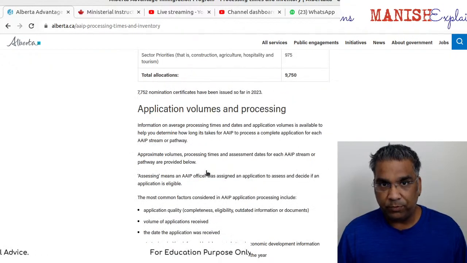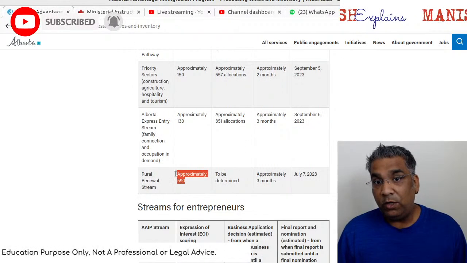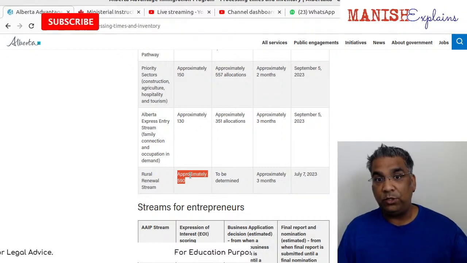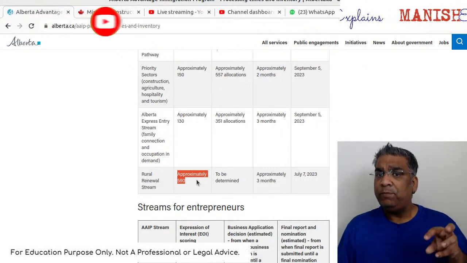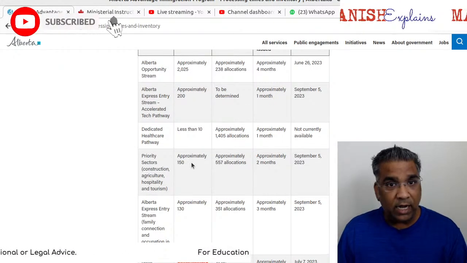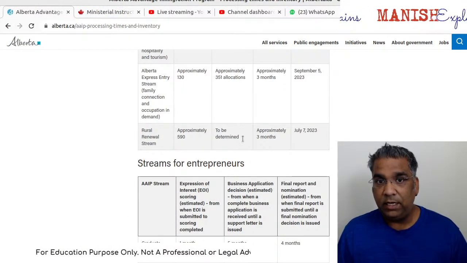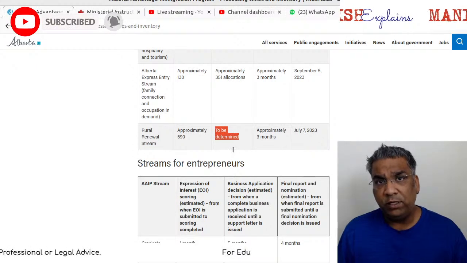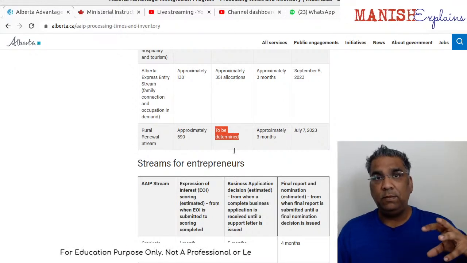Rural renewal stream had an initial guidance of 630. They already have 590 applications in the queue right now. So they must have processed a lot of applications throughout the year, and even after that, 590 applications are still remaining. This seems like a pretty high demand stream, higher than something like the dedicated healthcare pathway or a priority sector stream. That is probably the reason they said the number of allocations remaining is to be determined, because they can change the certification limits across the streams.